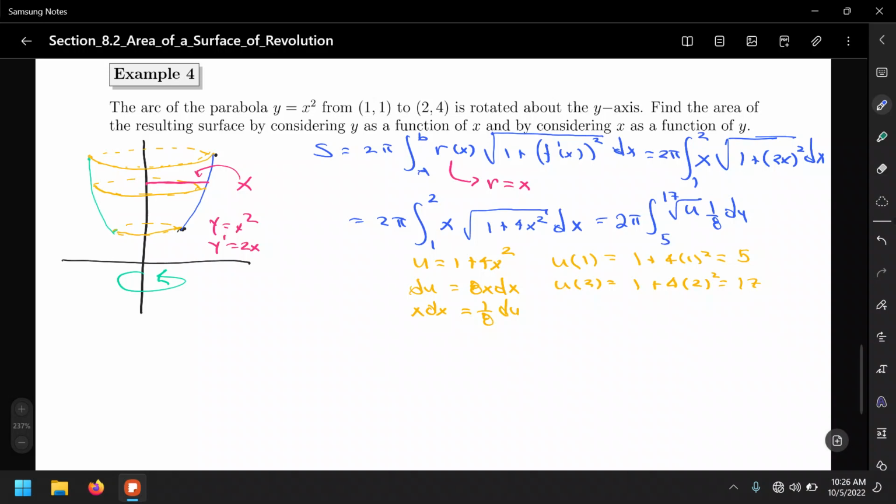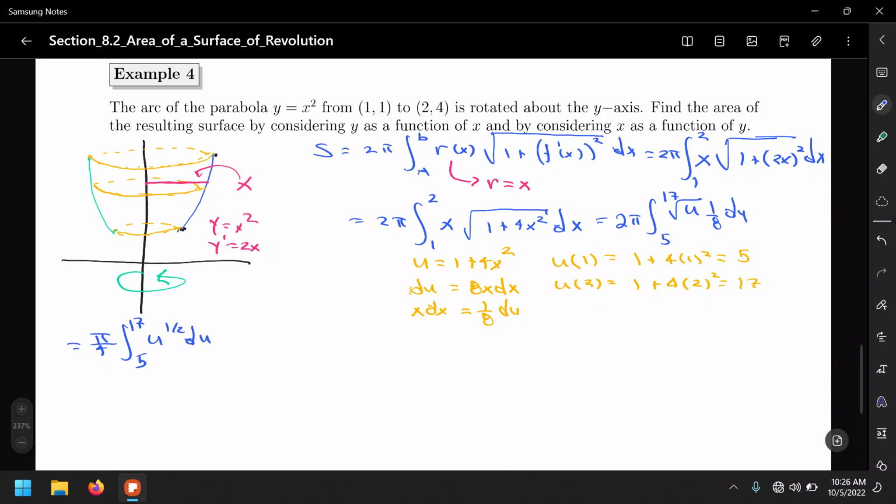And well, so number one, let's do a couple of things in one shot. Number one, I'm going to take this coefficient 1/8 outside of the integral and reduce it with the 2 pi that we have here. That is 2 pi over 8, which reduces to pi over 4. That's the integral from 5 to 17. And this square root of u is the same as saying u to the 1/2 du. And we're ready to integrate this function.